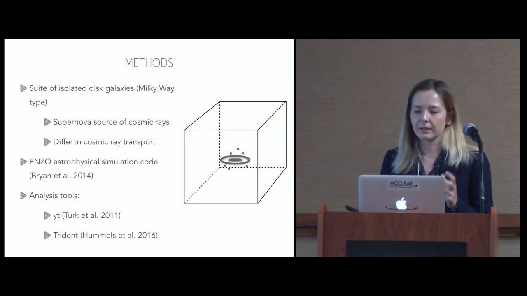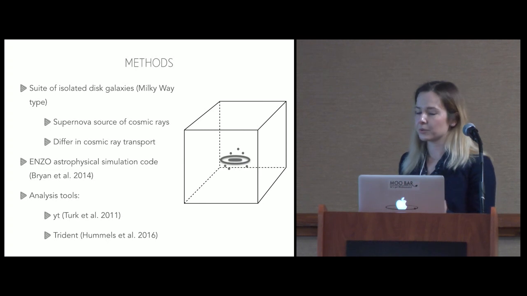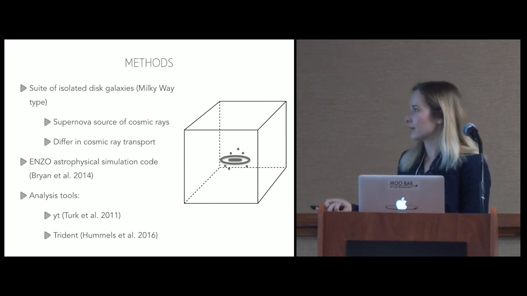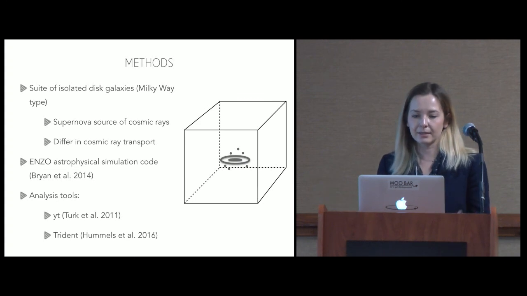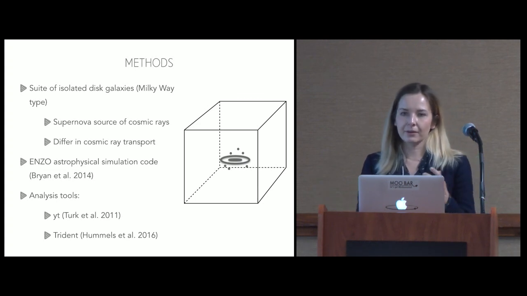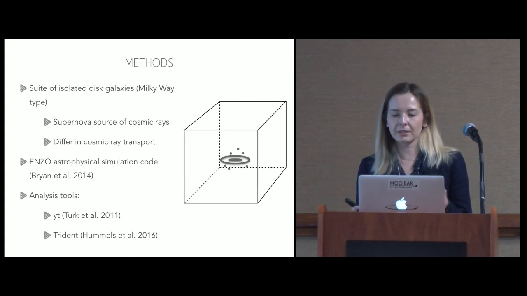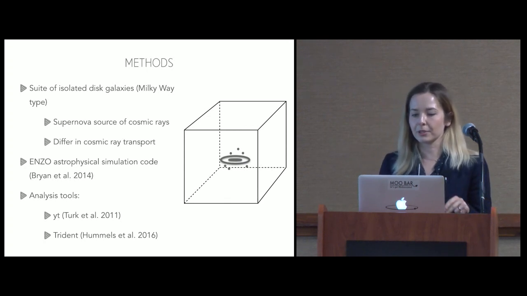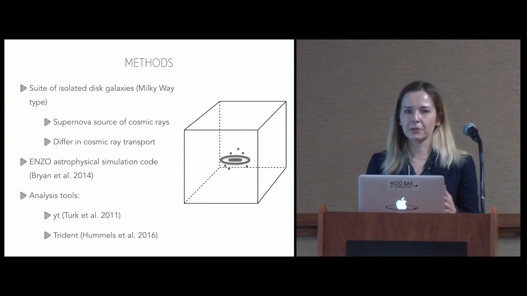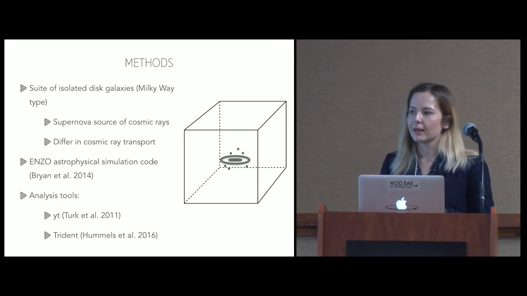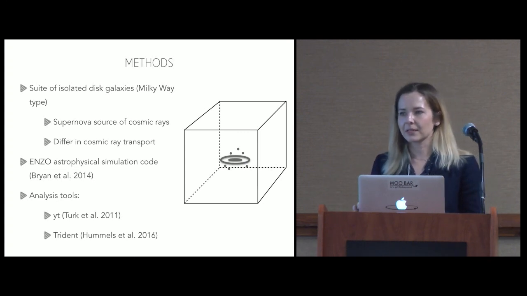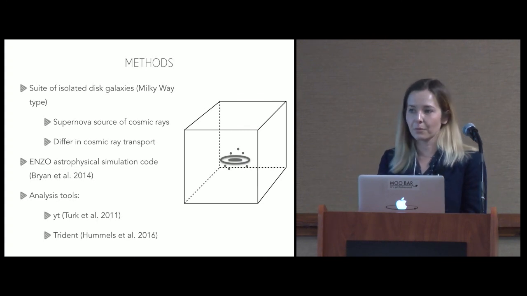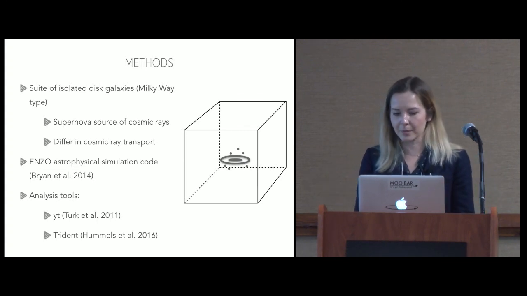And so to highlight the differences between these two models, I made a suite of isolated disk galaxies, essentially a galaxy in a box. They all share the same initial conditions that would produce a Milky Way type galaxy, and they only differ from each other in their cosmic ray transport approximation. Today I'm going to talk about two of those galaxies that really highlight that difference, but there are more that I've run. If you're interested, you can come talk to me about that.